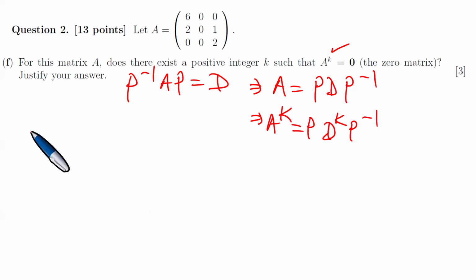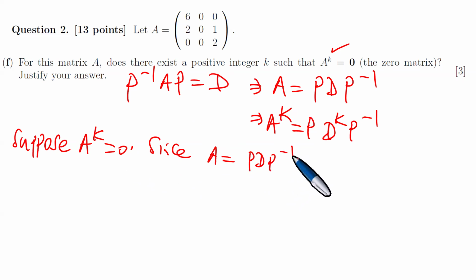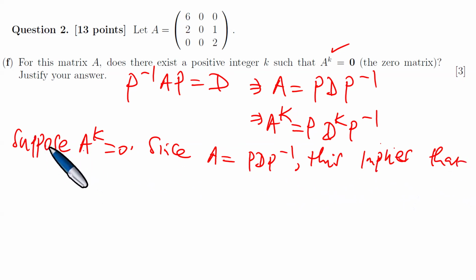So, this is it. Suppose that a to the power k is 0. Since a is equal to p d p inverse, this implies that, suppose a to the power k is 0, and we know that a is equal to this, then we raise it to the power.